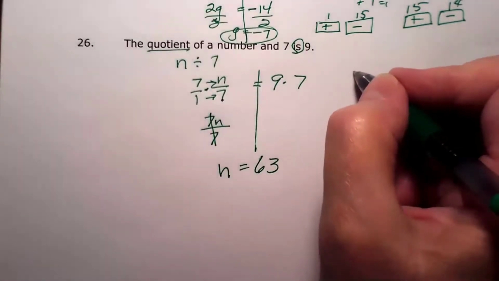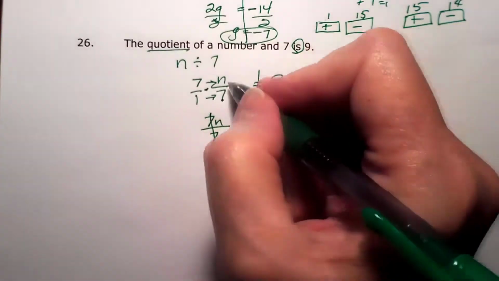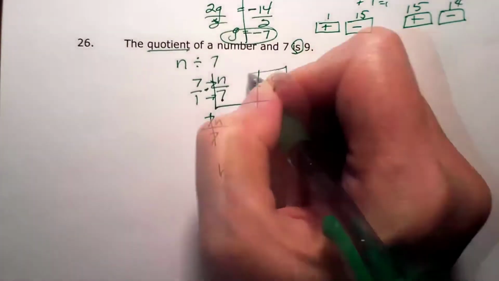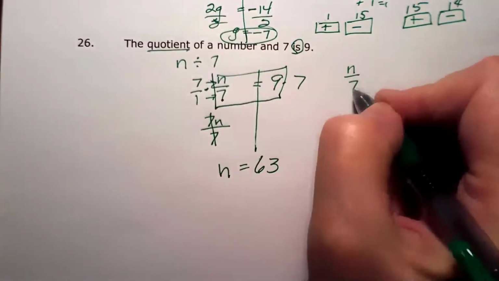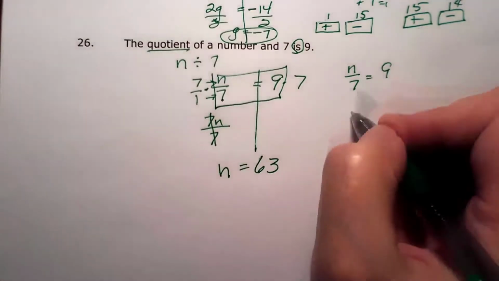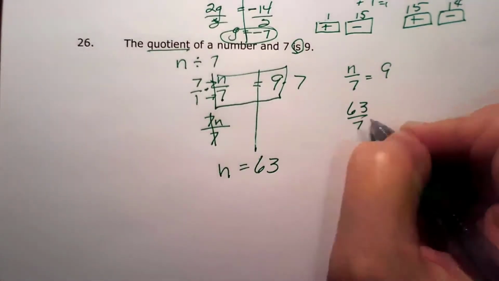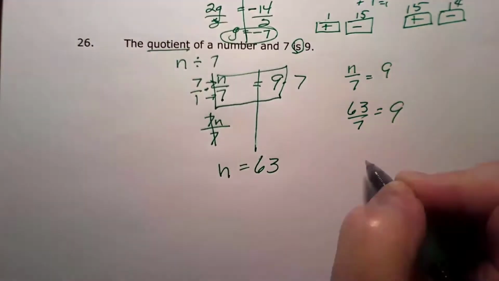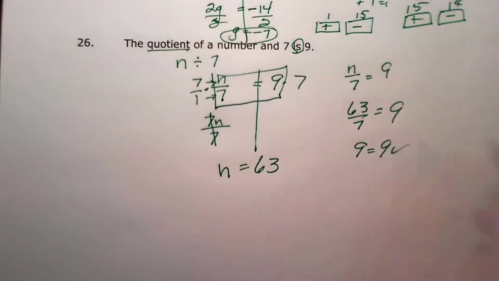If I'm going to check it, I take my equation. I had n over 7 equals 9. If I put 63 in for n, 63 divided by 7 is 9. So yes, that's correct.